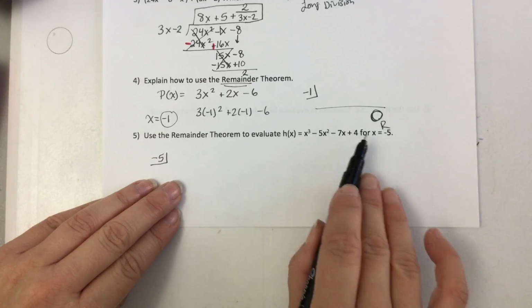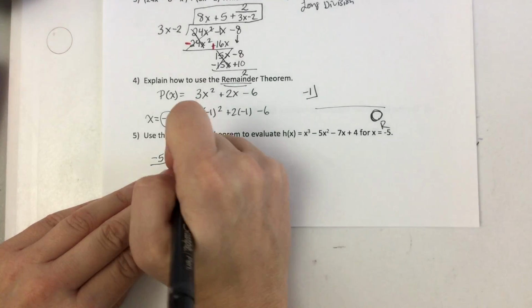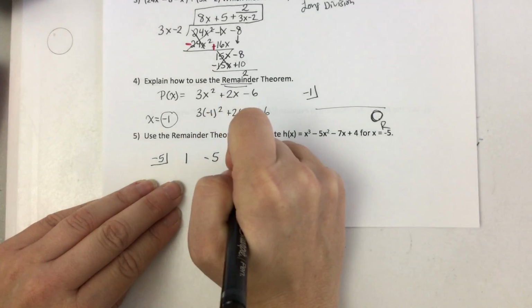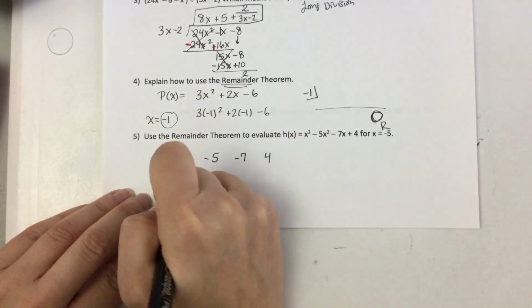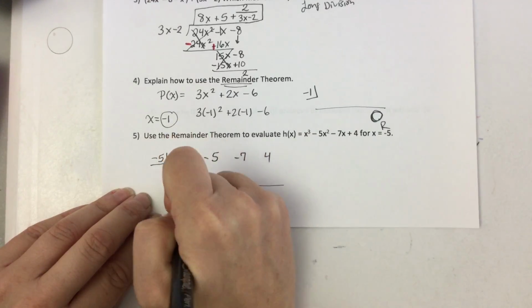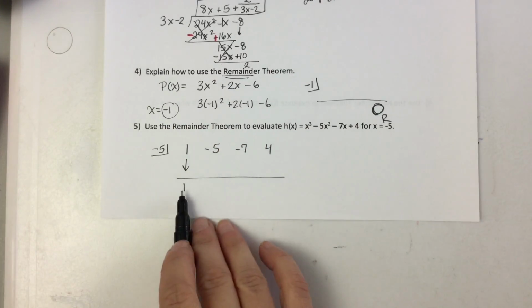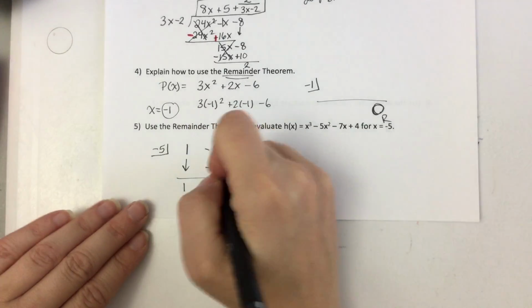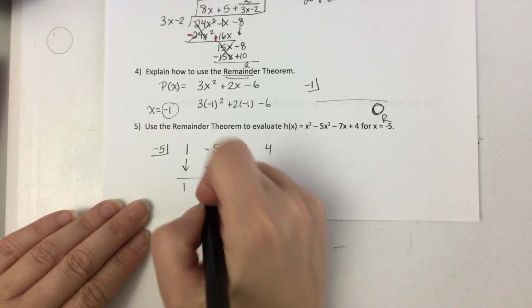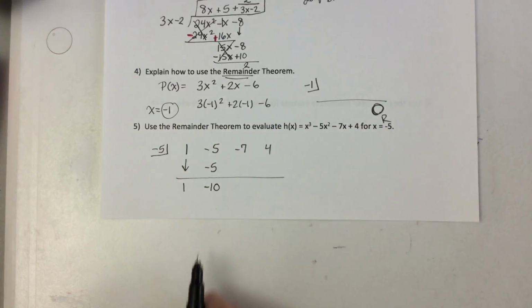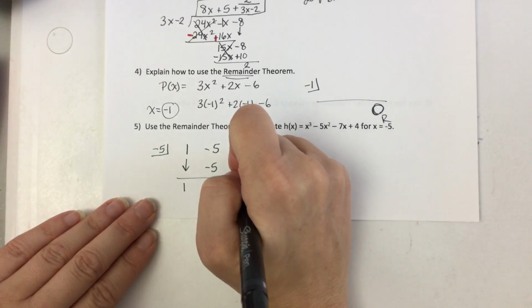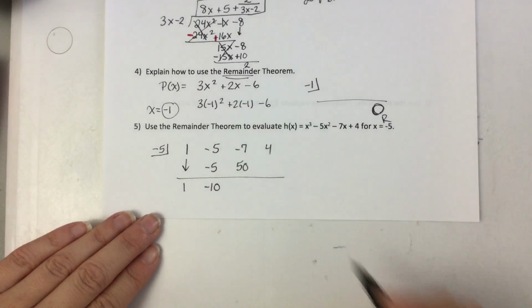3x's, 2x's, 1x, no x's. So I can go ahead, do the coefficients, 1, negative 5, negative 7, and 4. Carry down the first term. This happens to be a 1. 1 times negative 5 is negative 5. If I add them, negative 5 plus negative 5 is negative 10. Multiply. Negative 10 times negative 5 is positive 50.